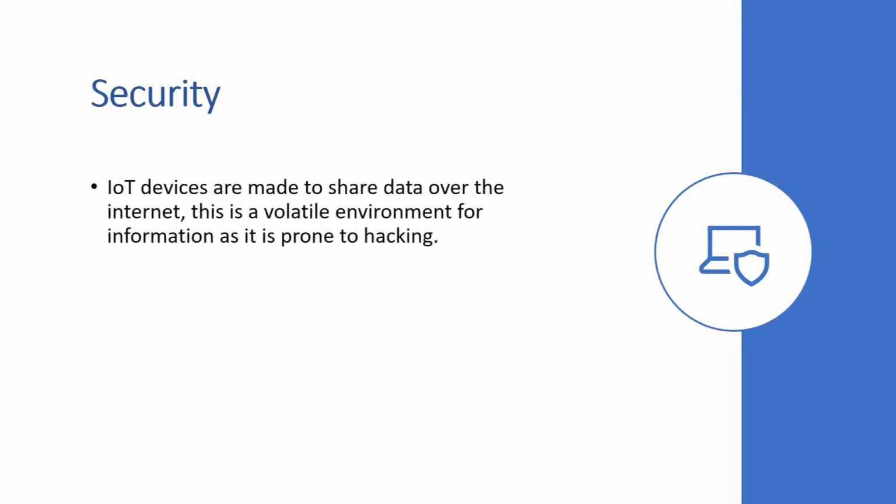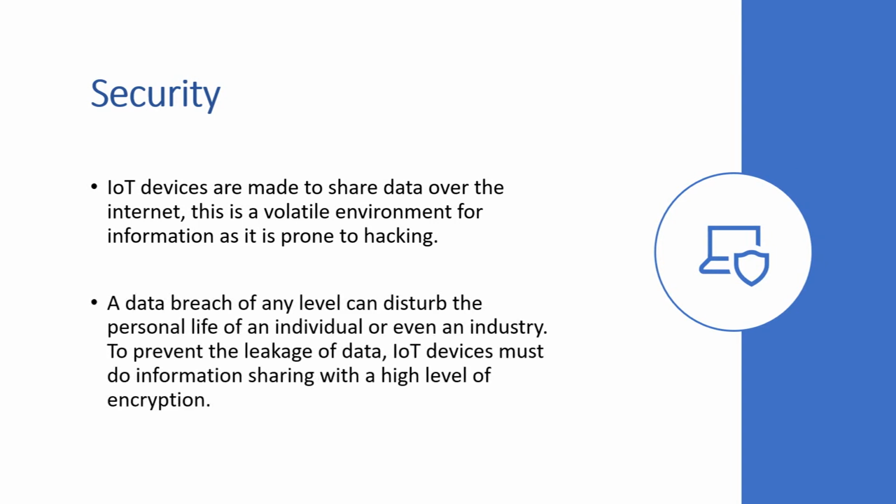Security. IoT devices are made to share data over the internet. This is a volatile environment for the information as it is prone to hacking. A data breach of any level can disturb the personal life of an individual or even an industry. To prevent the leakage of data, IoT devices must do information sharing with a high level of encryption.